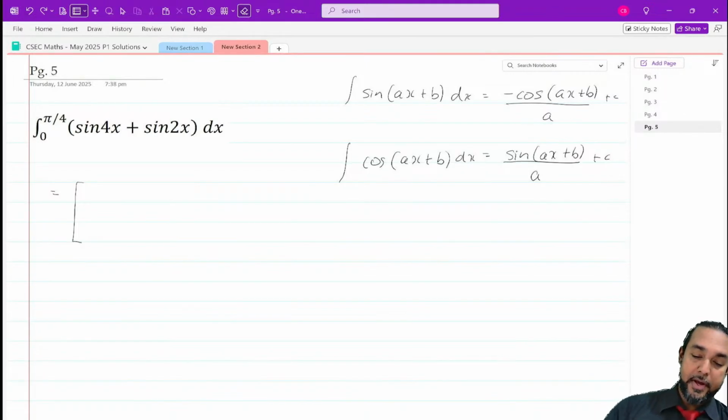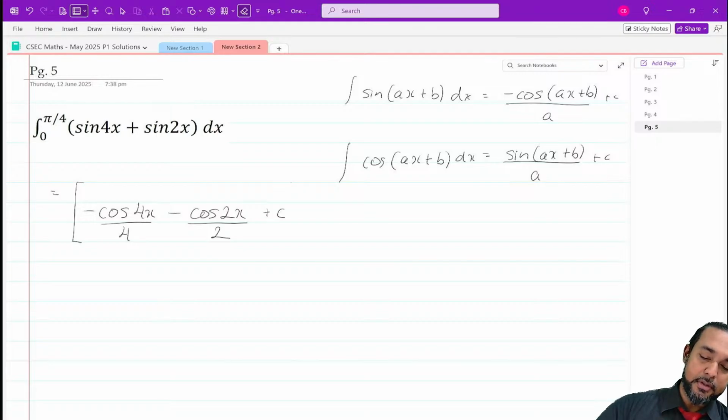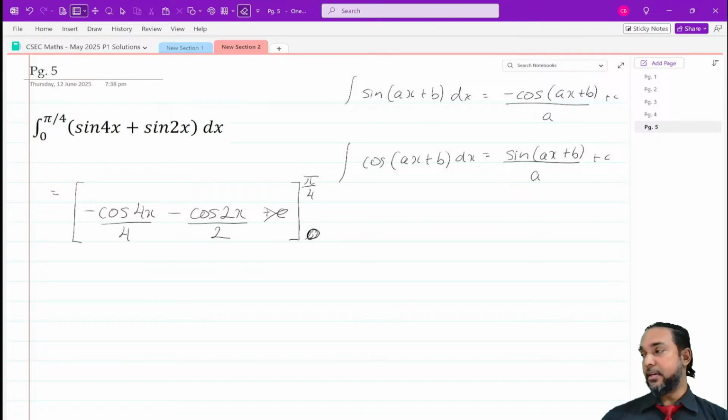So when we have the integral of sine 4x, we're going to get minus cos 4x all over 4. When you integrate sine 2x, you're going to get minus cos 2x divided by 2. Again, I like to put the constant, but once you're integrating with limits, it doesn't matter because it's going to cancel anyway.